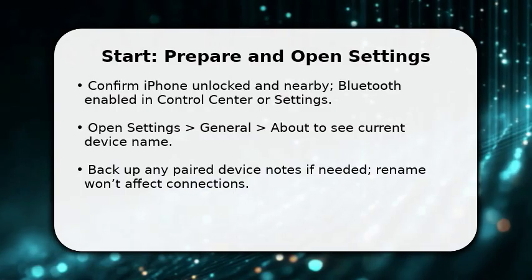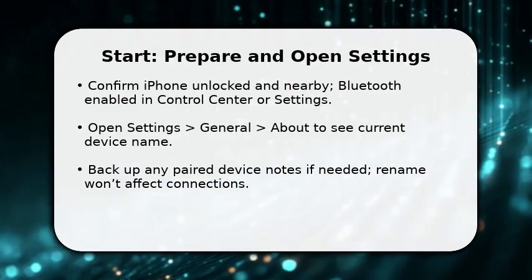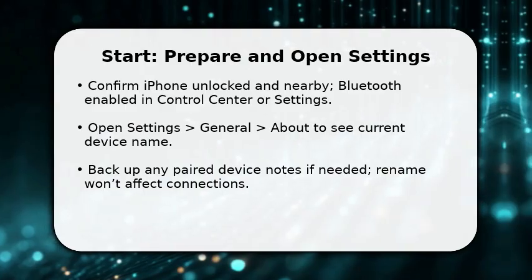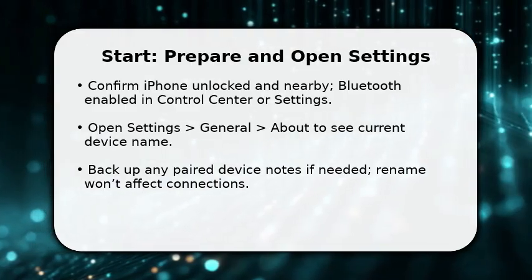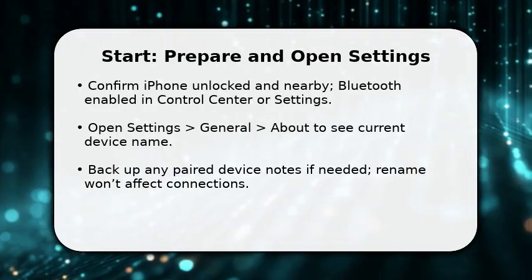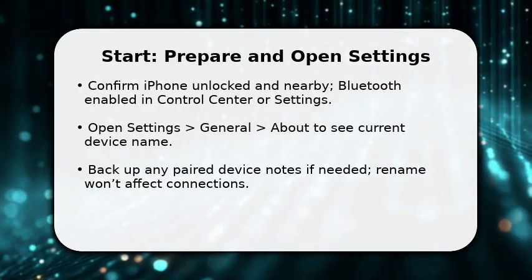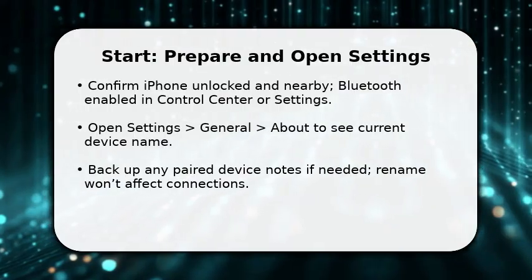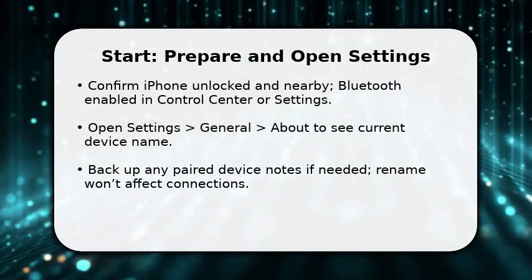You'll start by making sure your iPhone is unlocked and Bluetooth is on. This lets you verify the name against active pairings. Open Settings, then tap General, then About to view the current device name at the top. Once you see it, go back to General and get ready to edit the name field. This is where you change the identifier other devices see.